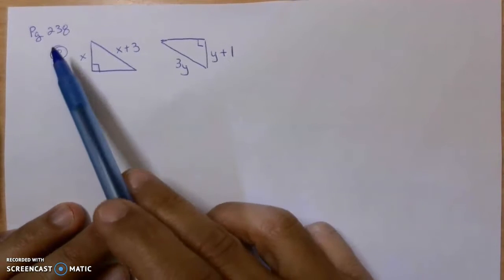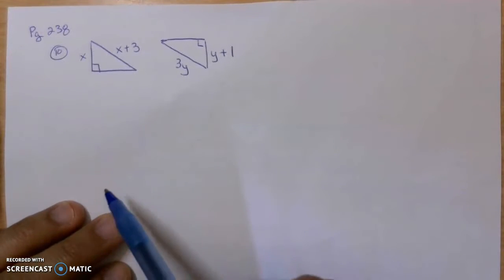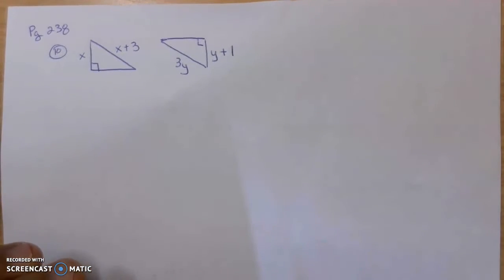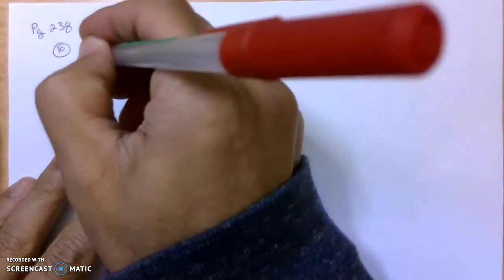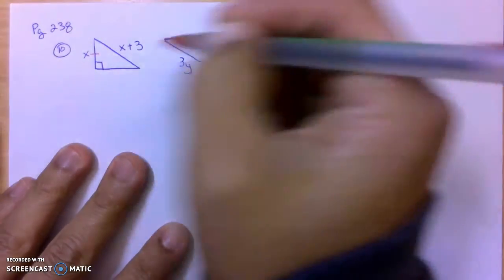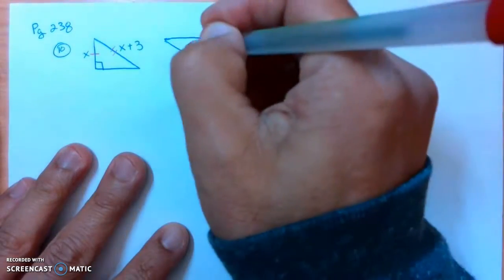Okay, we are going to do some problems here on problem 238, starting with number 10. The directions are basically solve for x and y. That would make these two triangles congruent by hypotenuse leg. And essentially, excuse me, the legs are congruent and the hypotenuses are congruent.